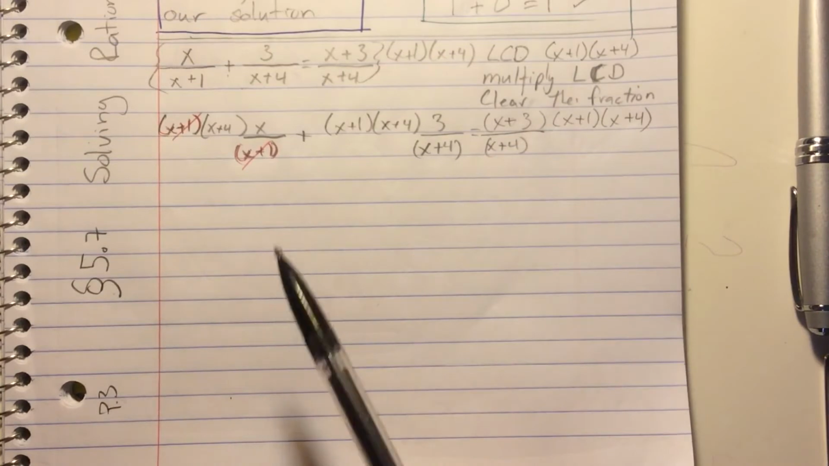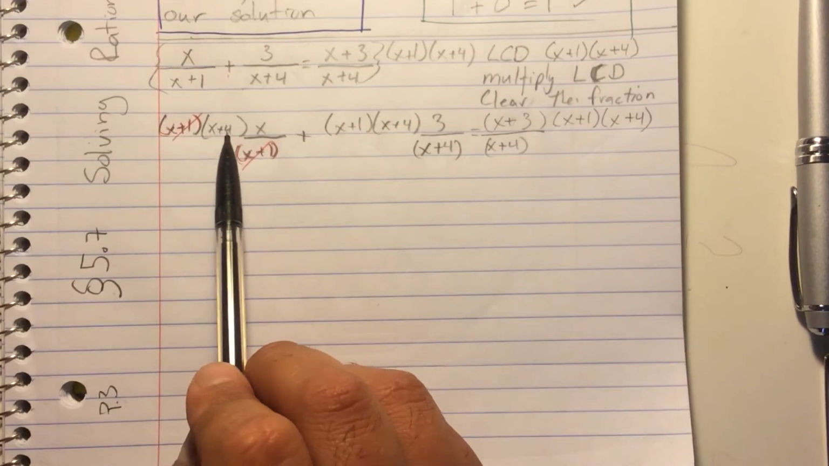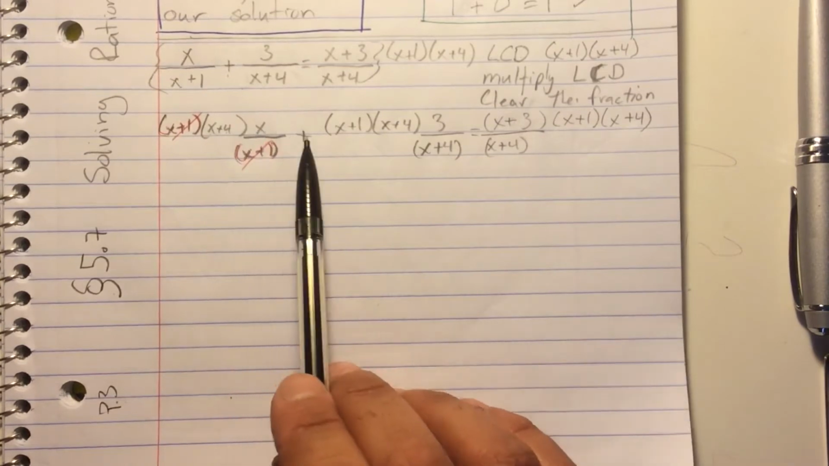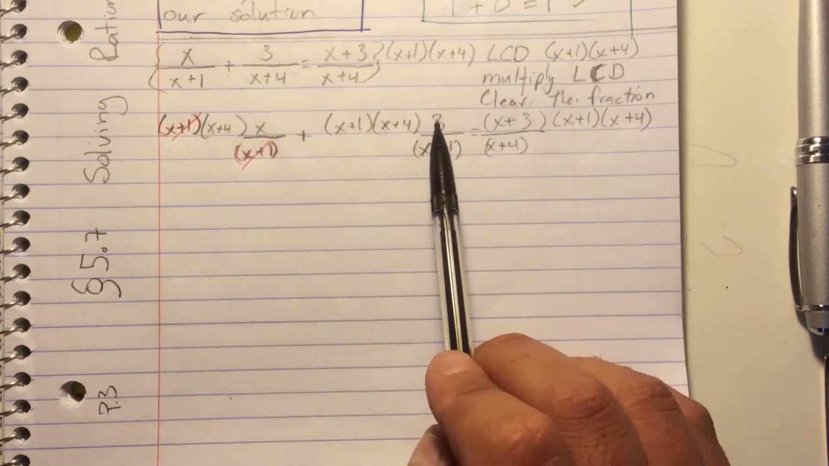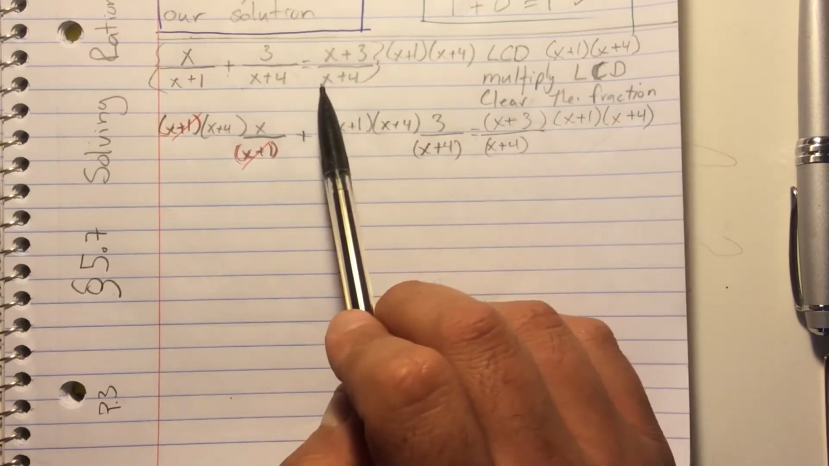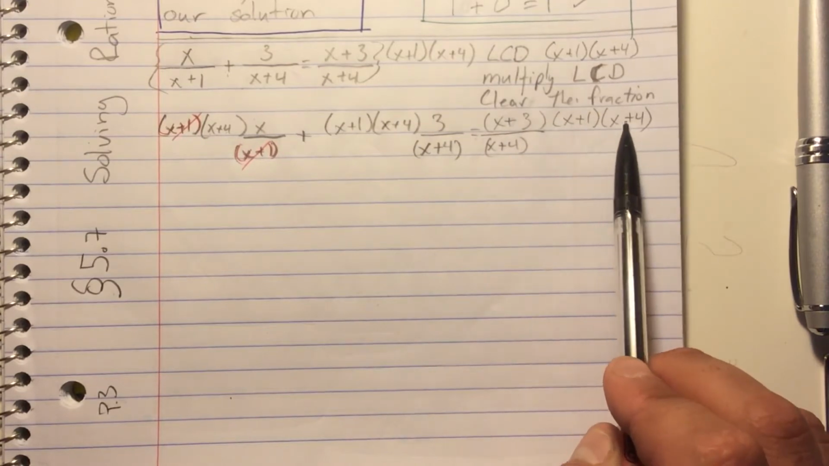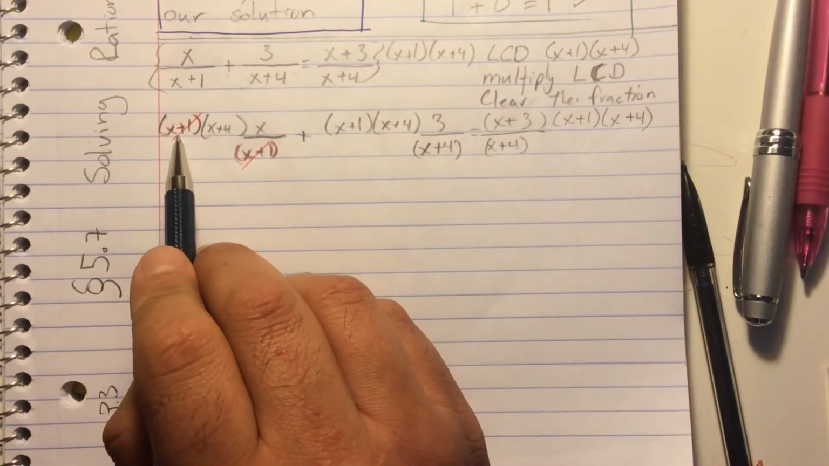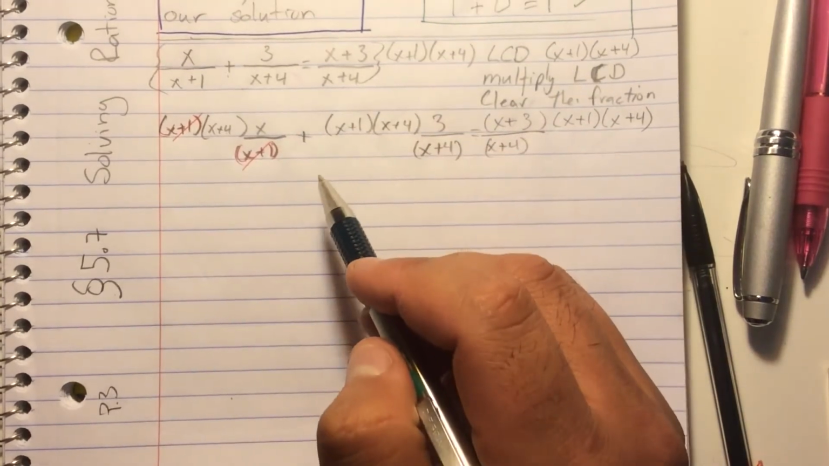Alright, so I went ahead and rewrote my equation, with my lowest common denominator, x plus 1 times x plus 4, times our first expression, x over x plus 1, added to x plus 1 times x plus 4 times our second expression, 3 over x plus 4, equal to x plus 3 over x plus 4 times our lowest common denominator, x plus 1 times x plus 4. I already found the first common factor that we factored out is x plus 1 over x plus 1. So this is where the video becomes new, where we left off.